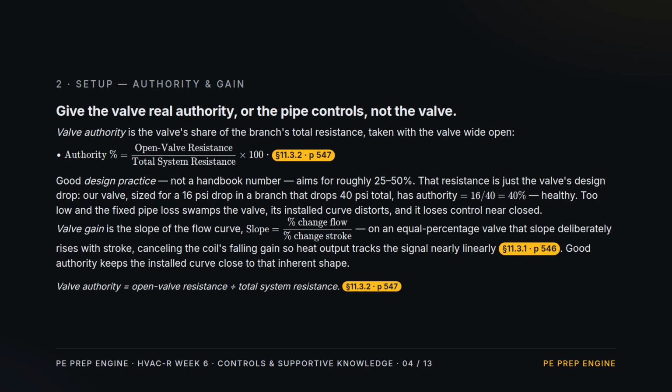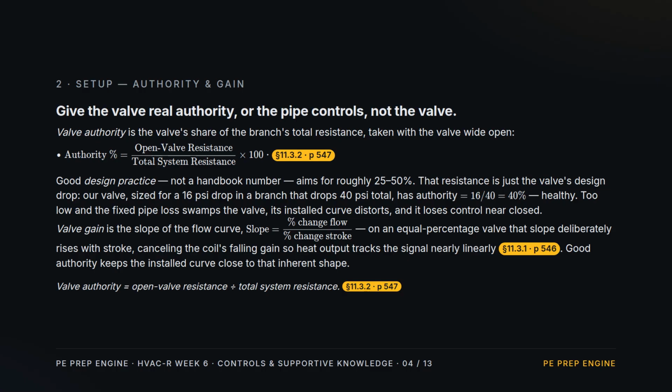Setup: authority and gain. Valve authority is the valve's share of the branch's total resistance, taken with the valve wide open. Open valve resistance over total system resistance times 100. Aim for roughly 25 to 50%. That's design practice, not a printed handbook number.